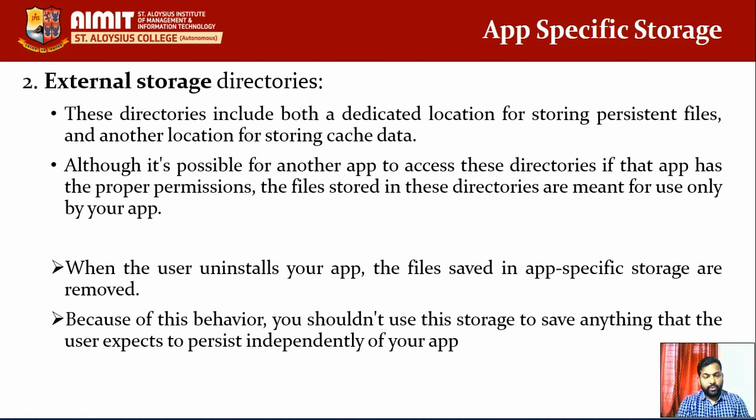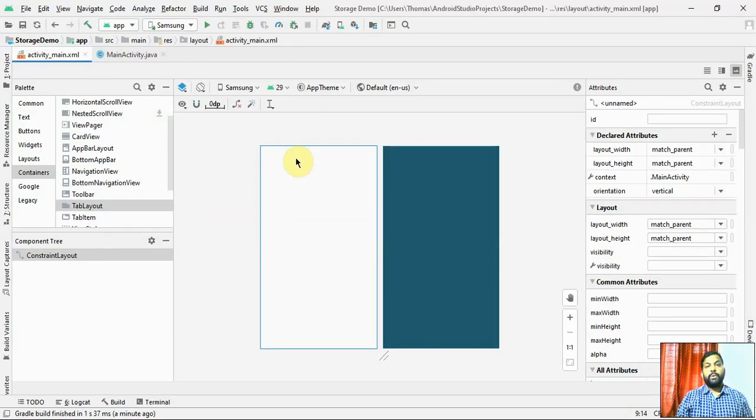With this information, we'll be starting the first program, in which I'll be doing the internal and external storage in the same app. Let's get to the code. To do this program, I have created a new project with an empty activity called storage demo. In this one, I'm going to create two tabs, and each tab will represent one of the storages. The first tab will show internal storage reading and writing. The second tab will do external storage reading and writing.